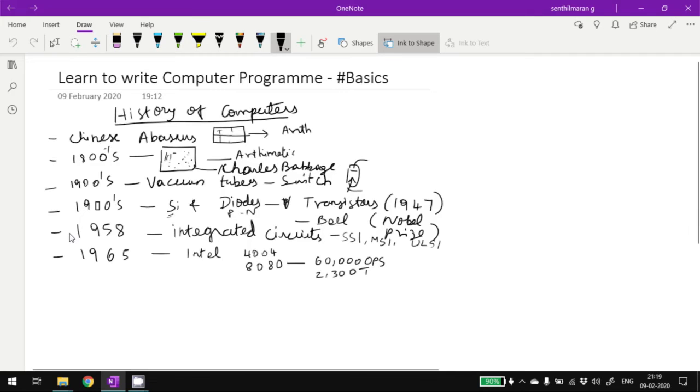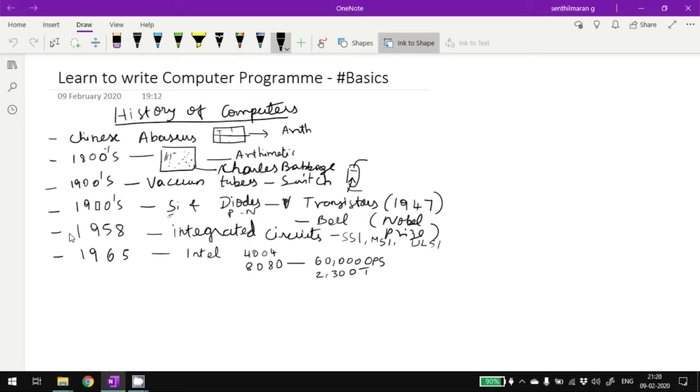In 1958, the concept of the integrated circuit was first developed. Using this circuit pattern, circuit boards containing hundreds of transistors started to be designed. The first was SSI, small scale integrated circuits, then medium scale integrated circuits, and it continued to ultra large scale integrated circuits.